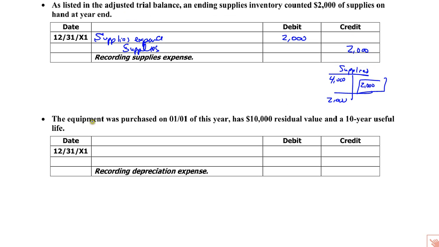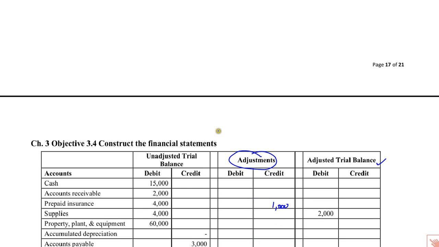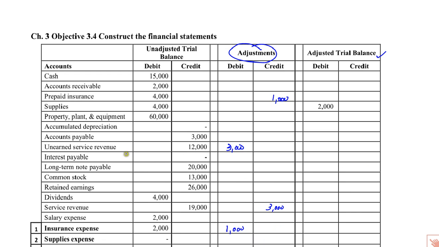Okay, then we're talking about equipment, using up equipment. Let's put the accounts before we think of the number. If we're using up equipment, it's depreciation expense, debit, accumulated depreciation, credit. All right, so they purchased it on 1/1 this year. It's going to be a full year with a $10,000 residual value. So this is brand new equipment. It's the only equipment they own.